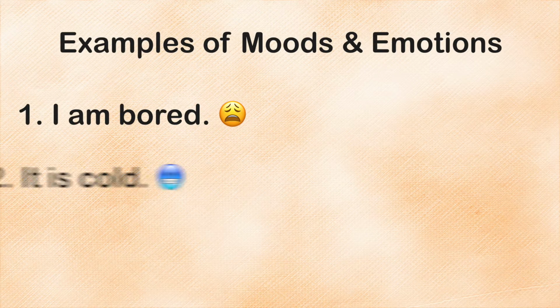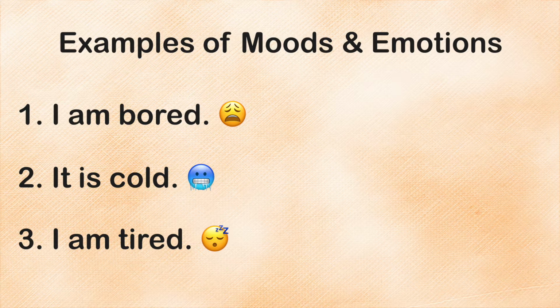Now, the third use of the present simple is to express moods and emotions. It's very simple for other teachers to recognise how to express moods and emotions, but some examples could include I'm bored, it is cold, I'm tired. It's important for students to recognise that the expression of moods and emotions reflect current time. This is quite different to habitual moods and emotions.